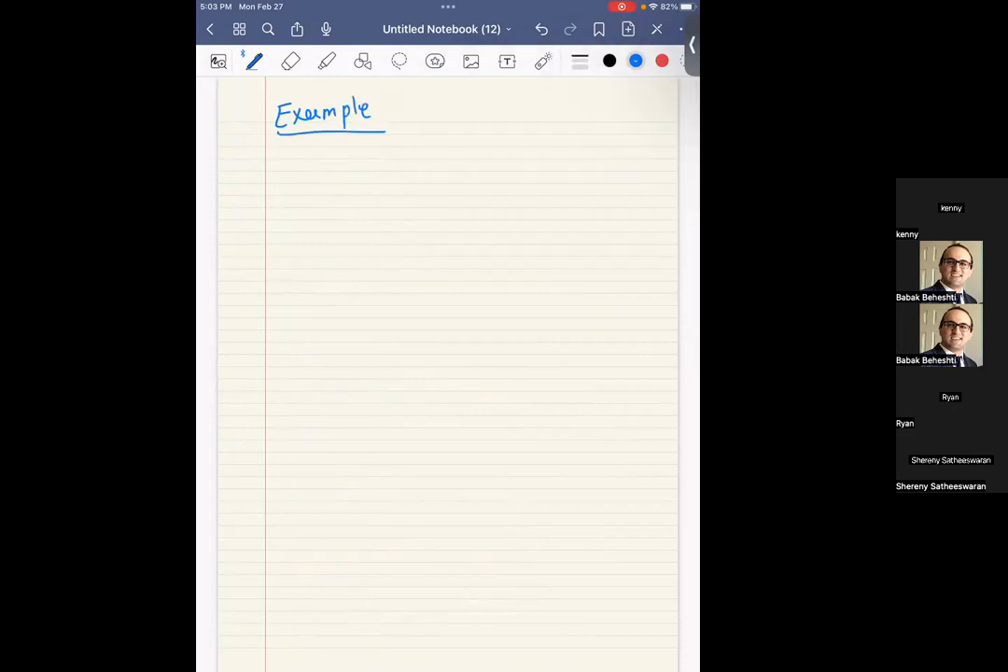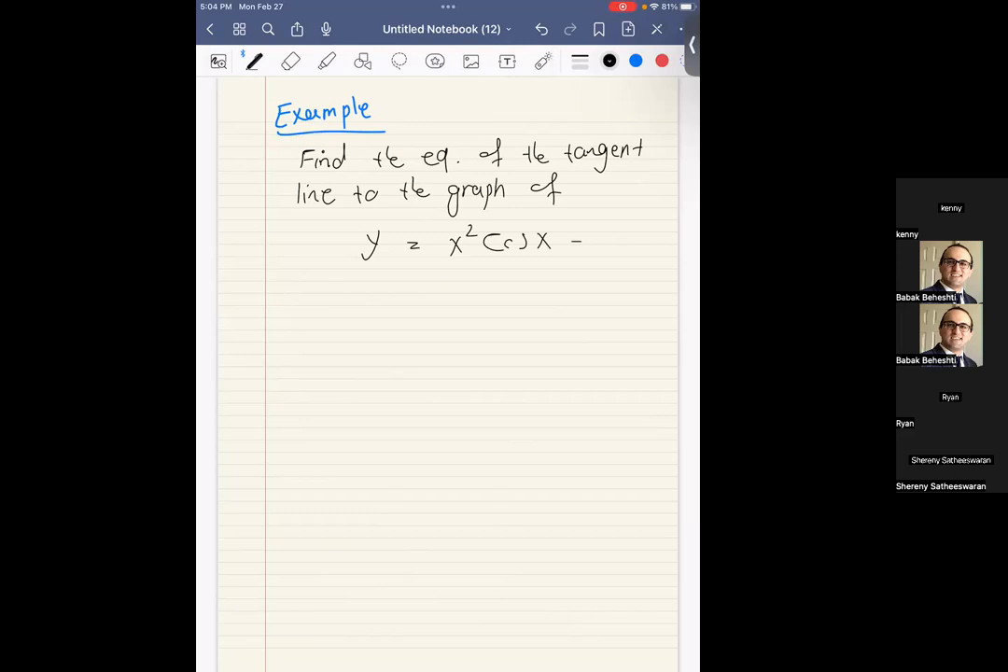Example: find the equation of the tangent line to the graph of y equal to, for example, x squared times cos x minus tangent of x, at x equal to 0 and x equal to another point, say pi over 4.